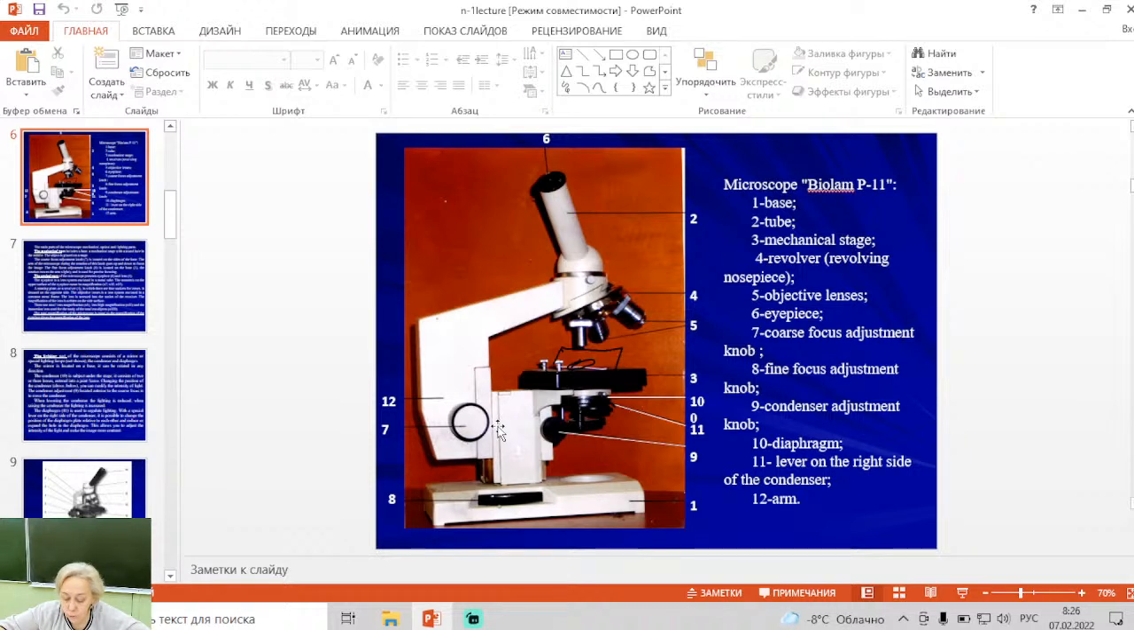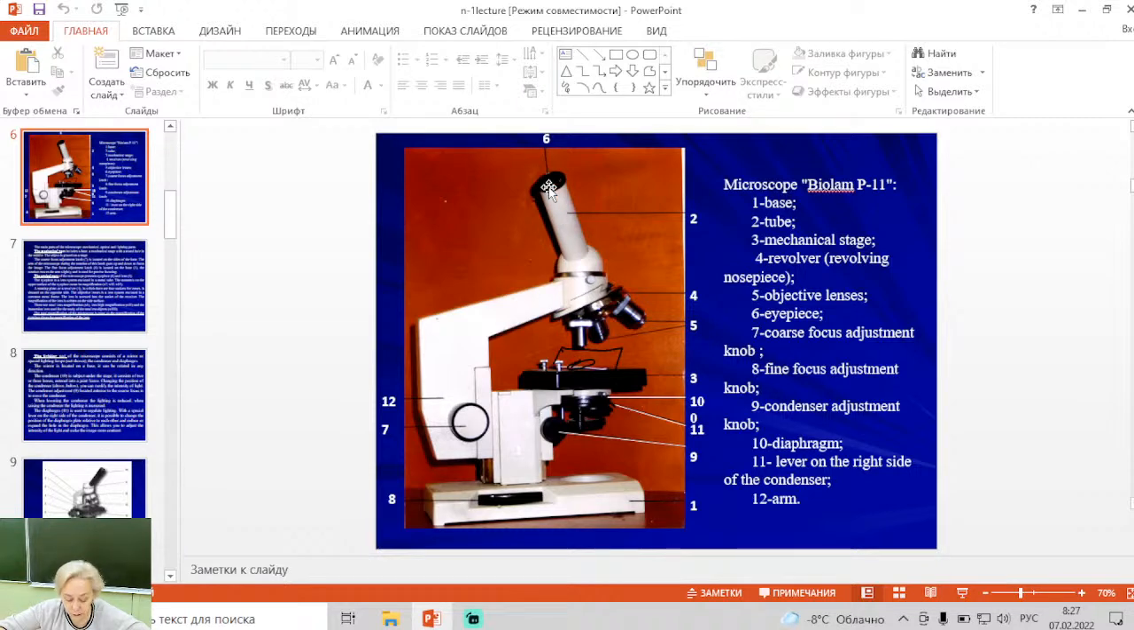Remember that the study of any object starts with a small magnification, only small magnification, times 8. Open the diaphragm and slightly lift the condenser. Looking into the eyepiece with your left eye, rotate the mirror in different directions until the field of view is illuminated brightly and evenly. After that, place the slide on the stage so that the object is in the center of its hole, under the objective lens.